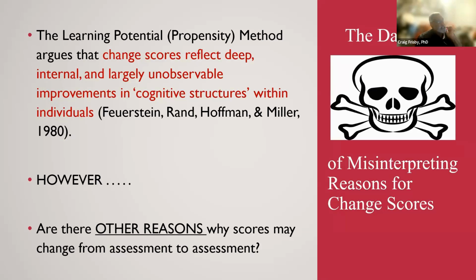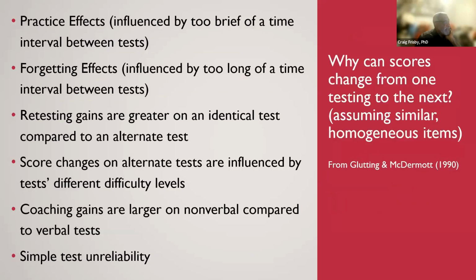But there are other reasons why this method is not a good method, or was found not to be a good method, and that is basically how they interpreted change scores from one testing to another. And the main point that I make in the book is that there are many reasons why a student might get a different score on a second testing than they would have gotten on the first testing, and many of these reasons have nothing to do with giving them training in between the testings.